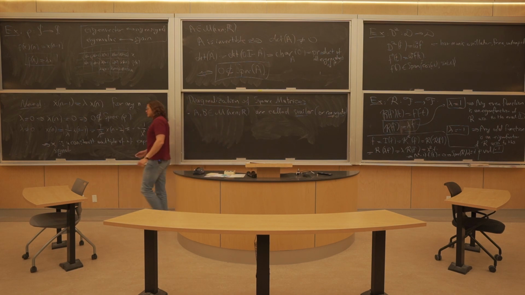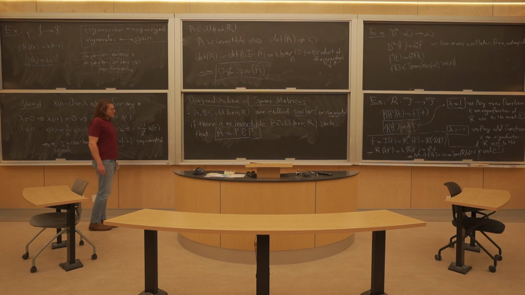If there is some other square matrix P that is invertible, such that P B P inverse, which is a product of 3 n by n matrices, is equal to A. I'm not saying what P is. I don't ask if it's unique or whatever. I'm just saying that A and B are related like this. When they are related, I'm going to call them similar.